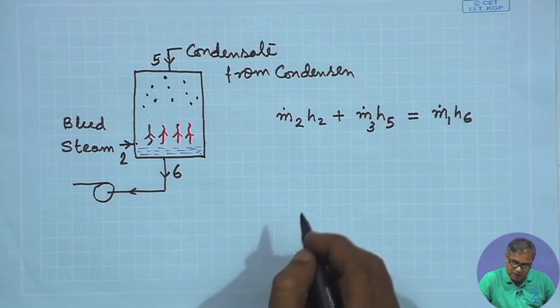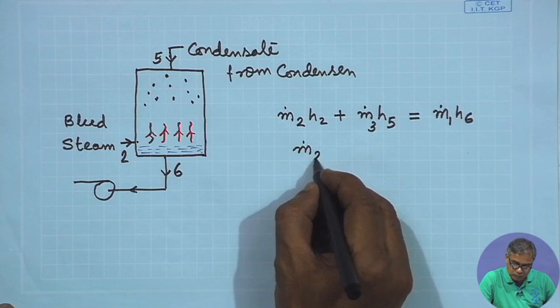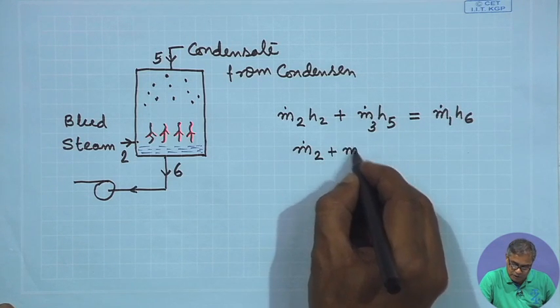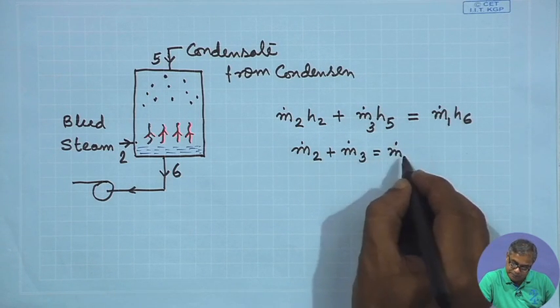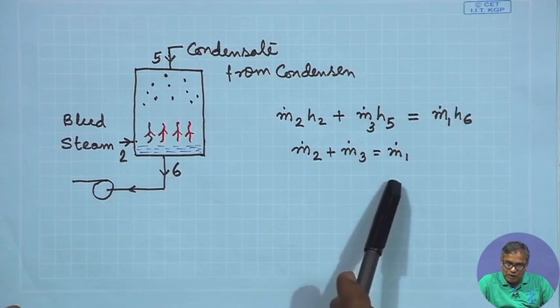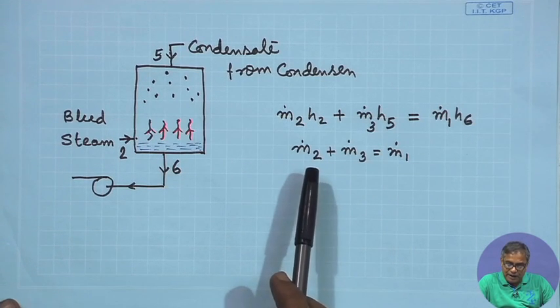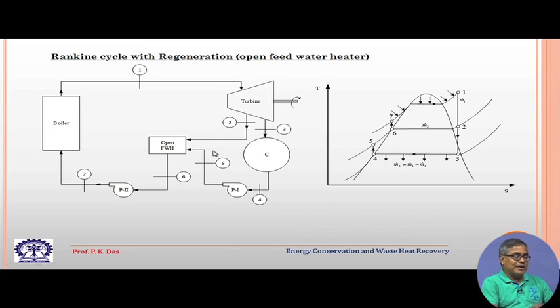And then we have got another equation. What is that? m dot 2 plus m dot 3 is equal to m dot 1. So, these two equations are there and state points are known. So, we will be able to calculate what is m dot 2 and m dot 3. So, this is one scheme and let me tell you the advantage of this scheme.